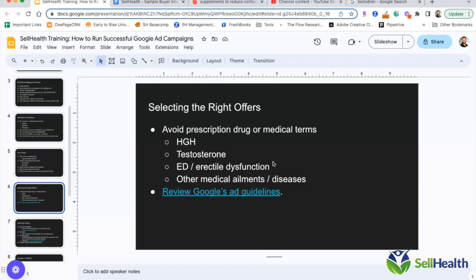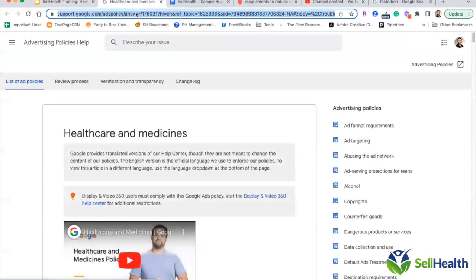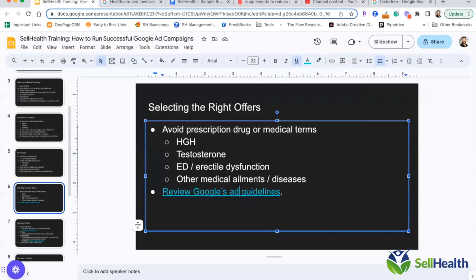And then I'm going to encourage you to review Google's ad guidelines. I am going to drop it into the chat: Google's ad guidelines with regard to healthcare and medicines. I'll drop that in there for you all to click on. You want to save that, because it's very important that you become familiar with those Google ad guidelines. I'm not here to train you on Google's ad guidelines. That's your responsibility to learn.